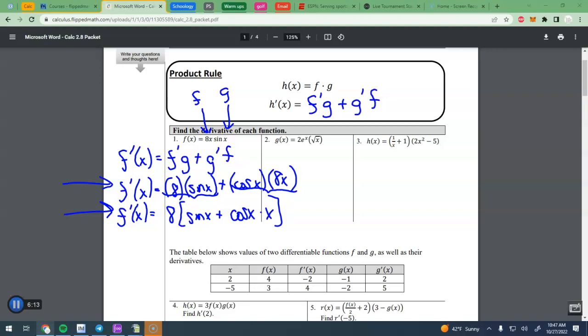Is that okay for what? The cosine x doesn't have an 8. It's really like 8 times x. It's multiplication, so order doesn't matter. So I can just take whatever out.